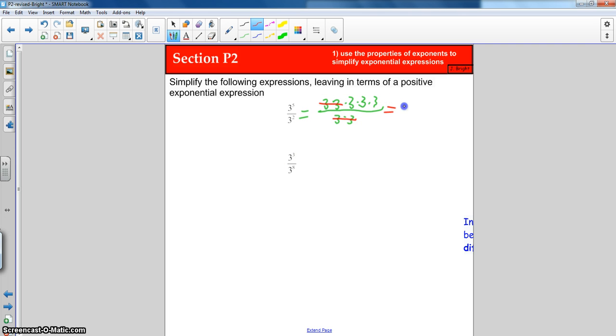And what am I left with? 3 times 3 times 3. Okay, so that's, as an exponential expression, 3 to the third power. You may recognize the pattern here, but for the sake of clarity, let's go through another one.